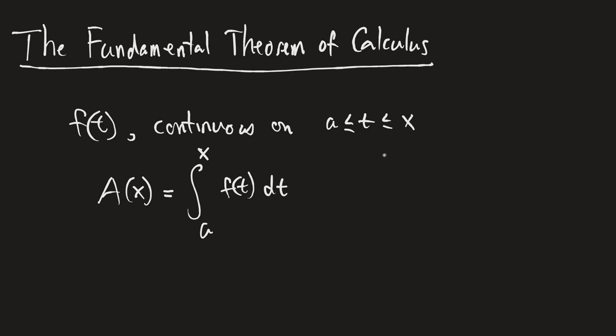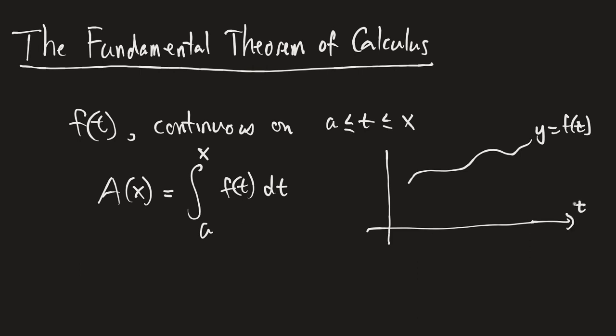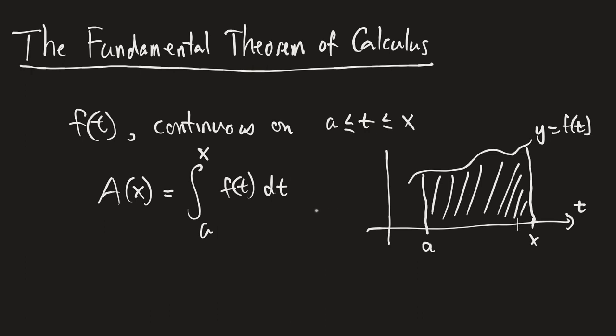So again, just as a reminder, here is our function y equals f of t. Here is our t-axis. And then along the t-axis, we have two numbers, if you will. a is a constant, and x is our variable. And the area function gives us this area, right? So what we want to know, in general, is what's going to happen if we take the derivative of this area function.